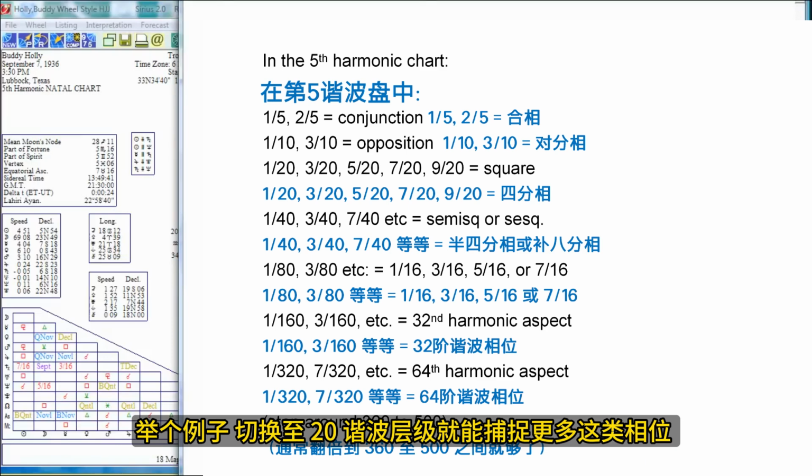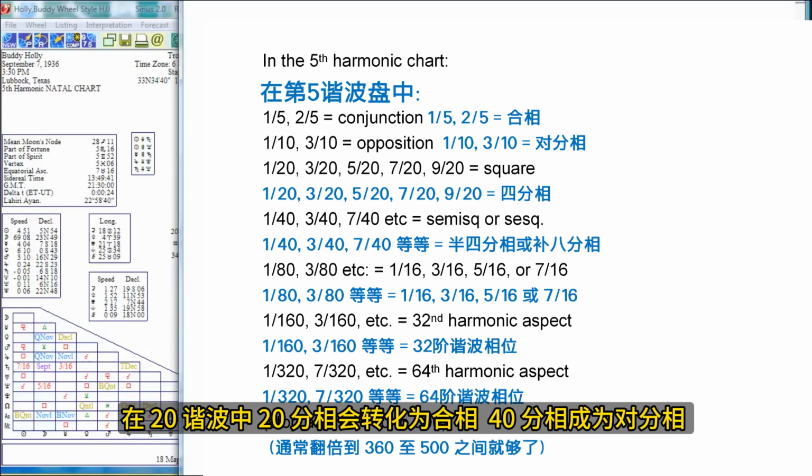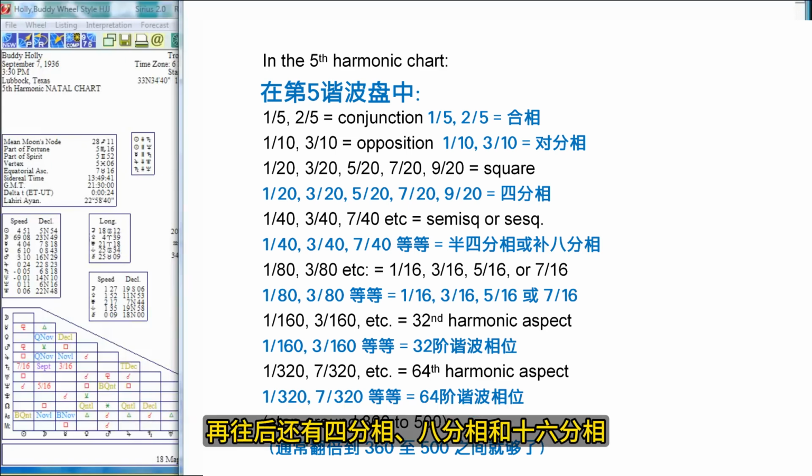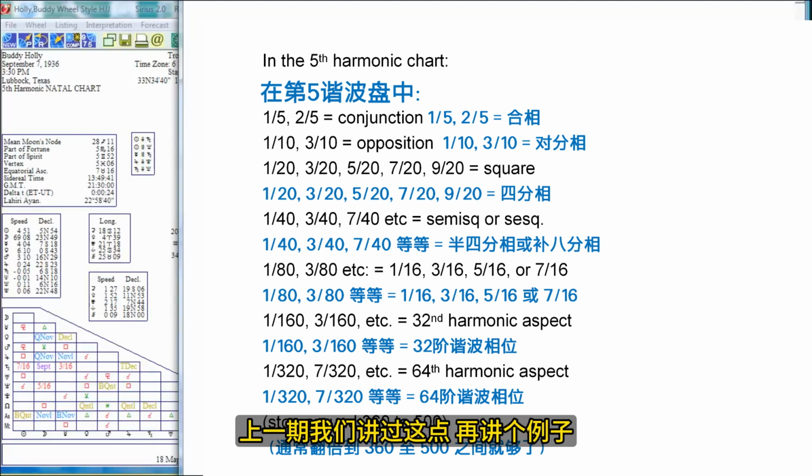Because at the 20th harmonic level, the 20th harmonic aspects become conjunctions, the next 40 become oppositions, these become squares, these become 8th, and these become 16th. So if you do a 20th harmonic chart, you would be able to see these as 16ths. Okay, so hopefully that's beginning to make sense. I discussed that in the previous video, and here I'm giving an example of it.